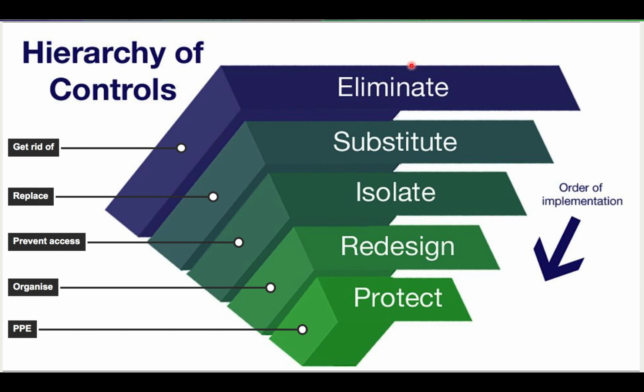Okay, so the first one, get rid of. So for example, if there's wires in the way or you're using a knife, do you really need it? Could you get them out of the way? The second one is to replace. So rather than using a certain object, maybe replacing it with a different one. If you're using an actual knife in it, maybe you could replace it with a rubber one. I don't know.